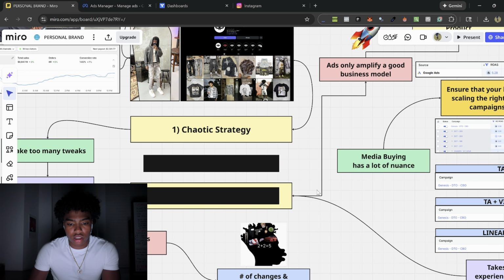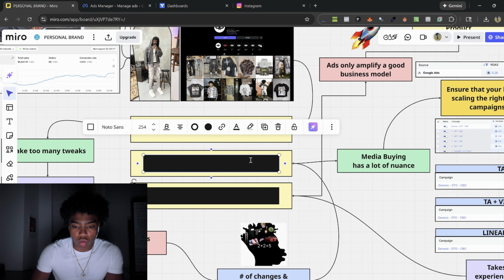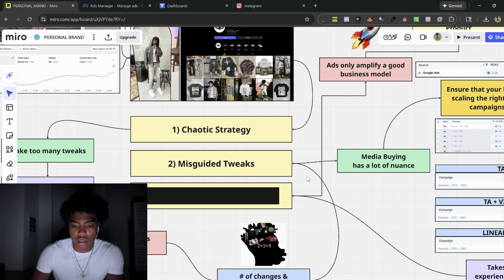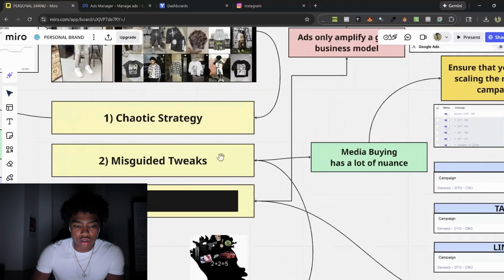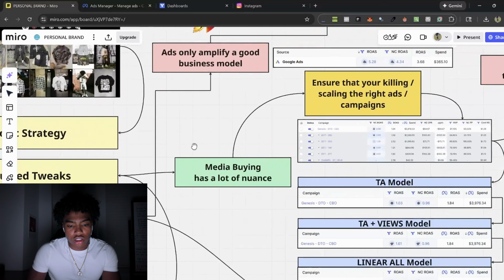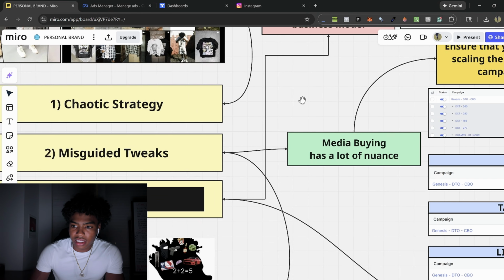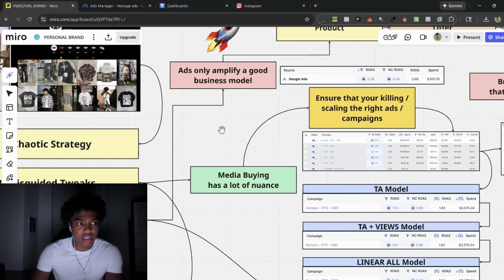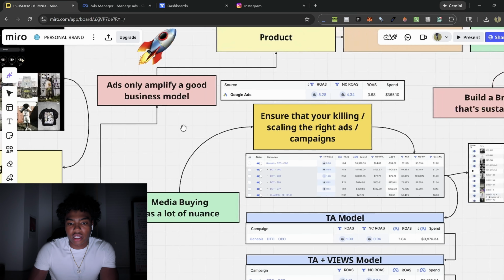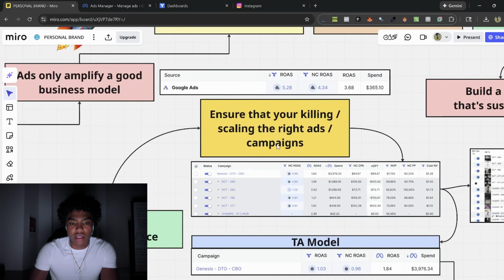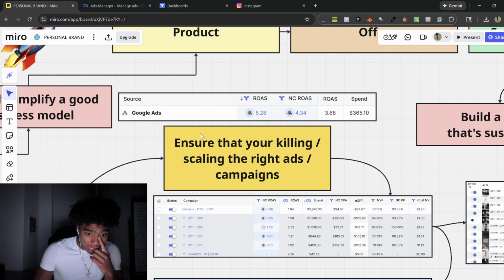So that's chaotic strategy. Now number two, why most people's ads are not performing how they want them to is they have misguided tweaks. With media buying, there's a lot of nuance, in the sense that there's a lot of things you have to juggle at one time. You know what I mean? You have to ensure that you're killing and scaling the right ads and campaigns, right? So here, for example, this is just a screenshot from Google Ads. And as you can see, the ROAS, the return on ad spend, is pretty good here, right?